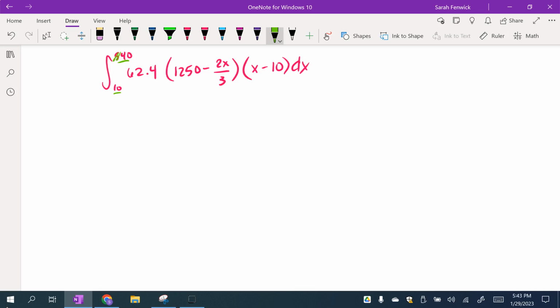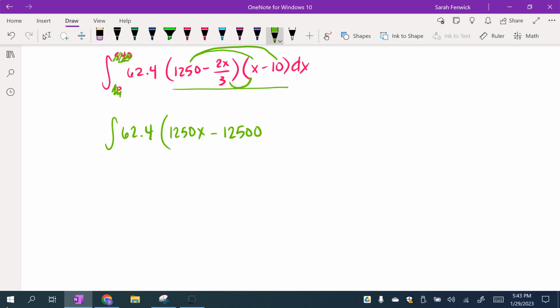So for the purpose of this video, we're going to ignore the 10 and the 540. We're going to integrate 62.4 times this. I need to FOIL this out or box this out, however it is that you multiply, because I can't do this as two separate products. You don't have a product rule for integration. So we have 1250x minus 12,500 minus 2x squared over 3 plus 20x over 3 dx.